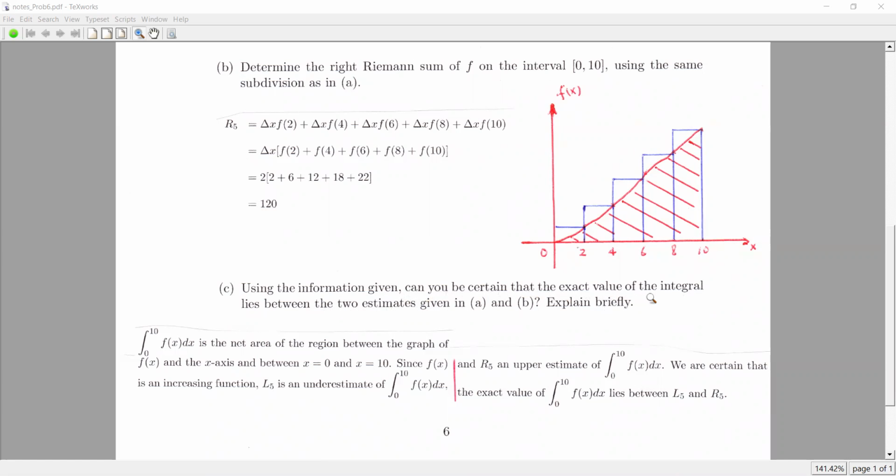The exact value of the integral from 0 to 10 lies between the 2 estimates in Part A and Part B. The exact value of the integral is the exact area of the shaded region. In Part A, the left Riemann sum is less than the exact value of the area of the region. In Part B, the right Riemann sum is larger than the exact value of the area of the region. Therefore, the integral lies between the 2 estimates.